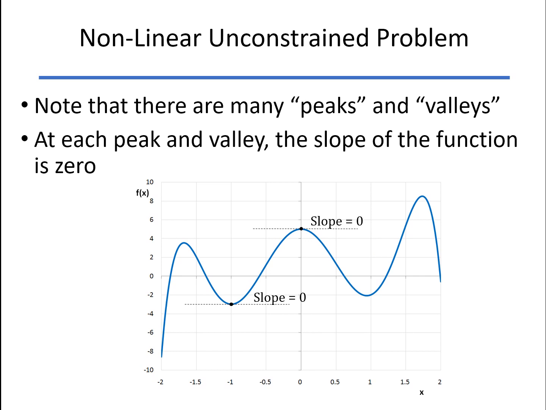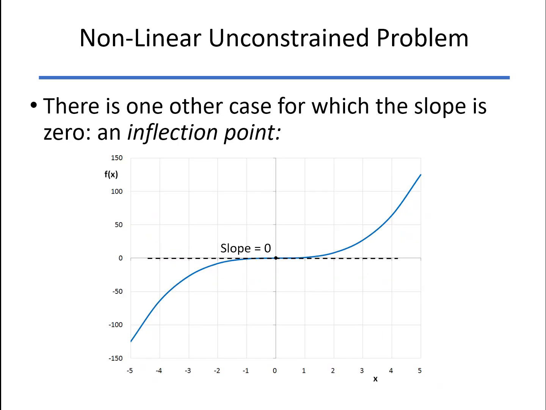But of course, this one has a lot of peaks and valleys, and wherever there's a peak or valley, as you learned in calculus, that slope is equal to 0, and those are local max and local min points. And so when we're doing optimization, that's usually what we're trying to find, right? We're trying to minimize or maximize something. And again, there is the case of an inflection point as well.